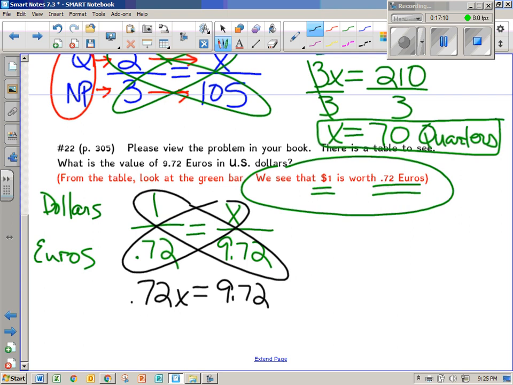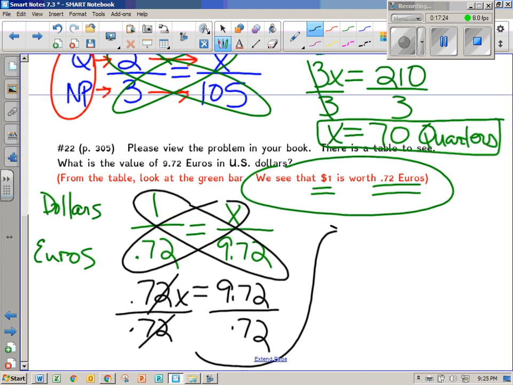So I'm going to get rid of the 0.72. It's being multiplied, so I'm unmultiplying. So I'm dividing by 0.72. Those divide out. So now I've got to remember a little bit about dividing with decimals, but we've already been reviewing that in our last unit, last section even. So I need the divisor always to be whole. So if I've shifted over 2, I have to do the same on top. So I'll have 972 over 72.